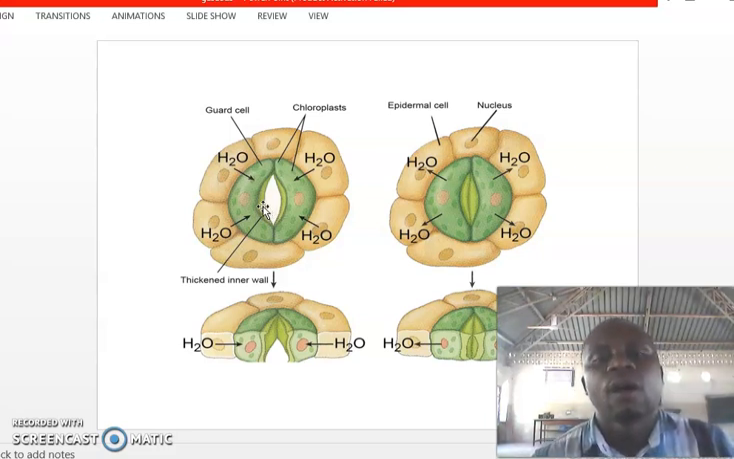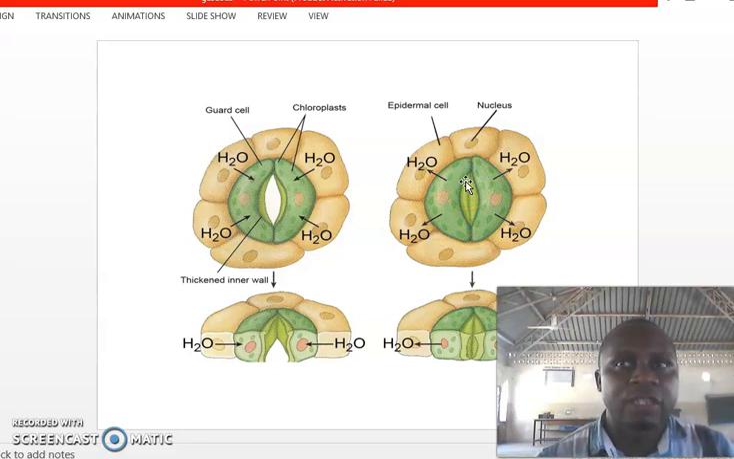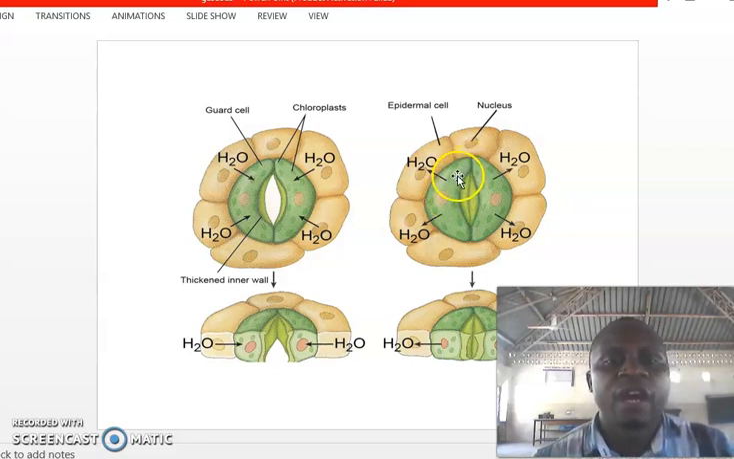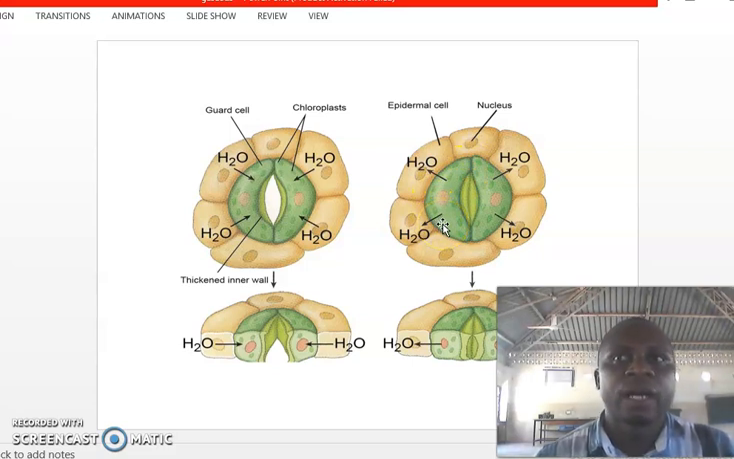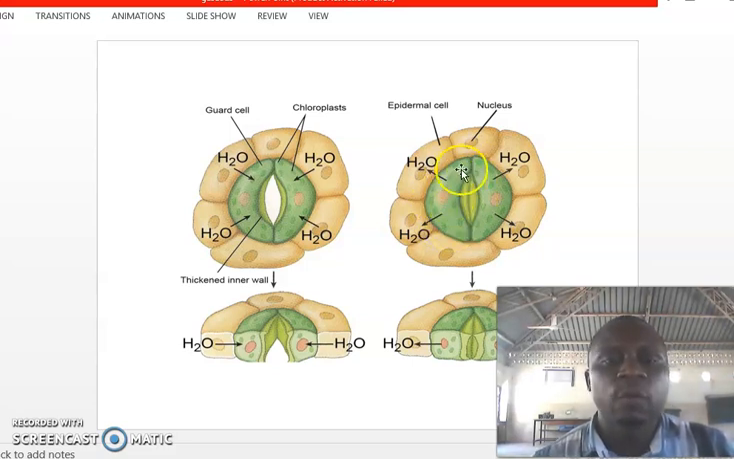Good. So what activity actually causes closing of the stomata? Now, in the absence of sunlight, the sugar or glucose which has been produced during the presence of light is converted to starch. Starch is osmotically inactive. Therefore, the osmotic pressure of the guard cells will reduce.